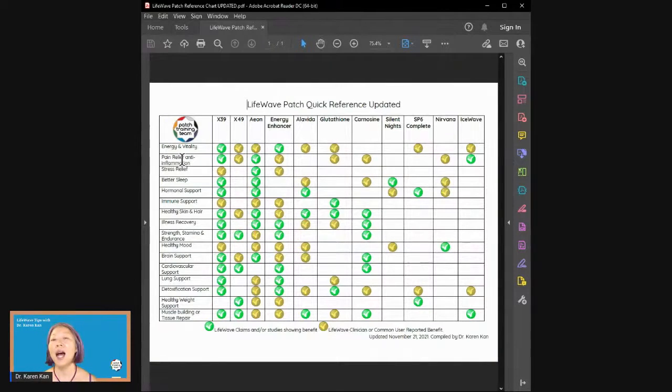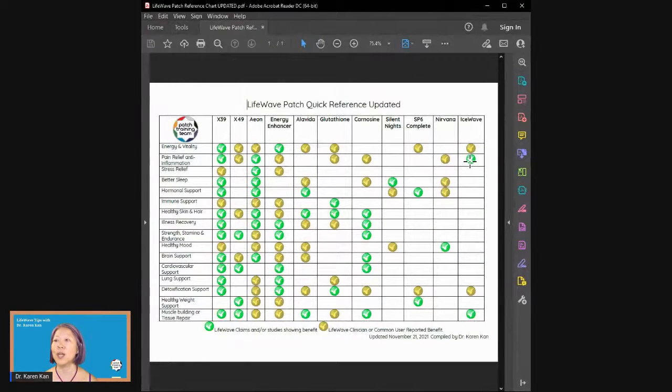My camera's in the way. You can look across there and go, oh, okay, well, let's see. X39 helps with pain relief, X49 potentially as well. Eon decreases stress and inflammation. That makes sense, right? That is for pain relief. And of course, Ice Wave is for pain relief. So if someone has pain, these are your main go-tos.